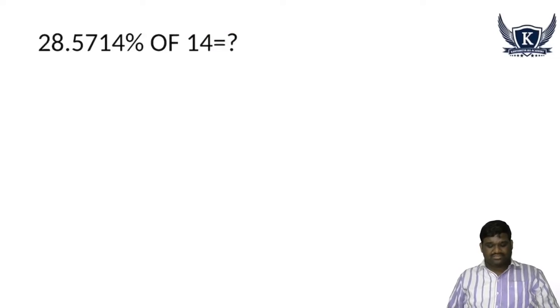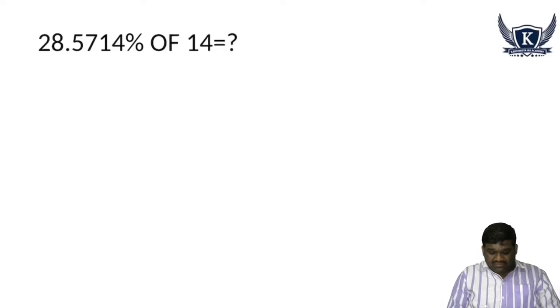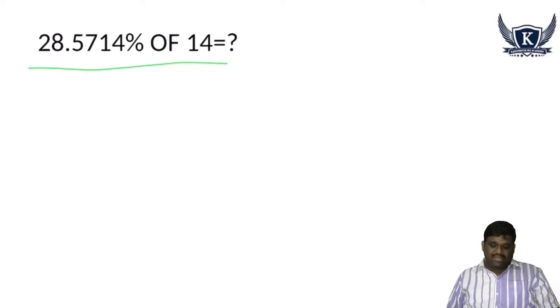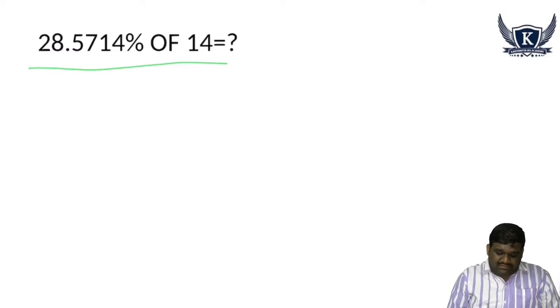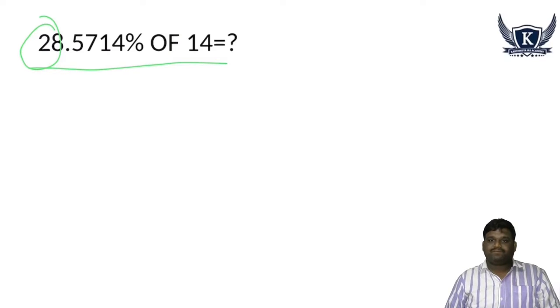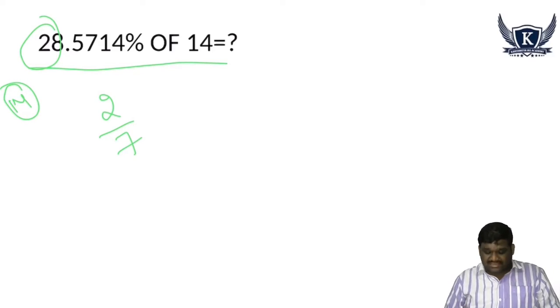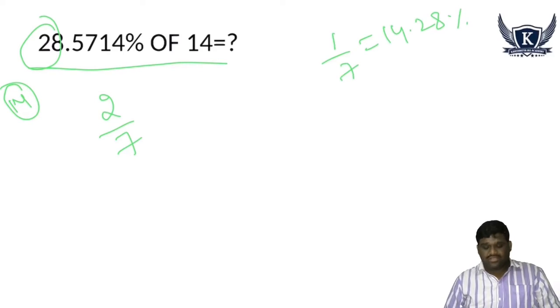Coming to the next question. We cannot solve this type of questions directly without having the knowledge of the fractional percentages. As I discussed earlier, the fraction starts with 28. 28 means it is double of 14. Double of 14 means it can be treated as 2 by 7. As I discussed earlier, 1 by 7 is nothing but 14.28%. So 2 by 7 will be, multiply it with 2.